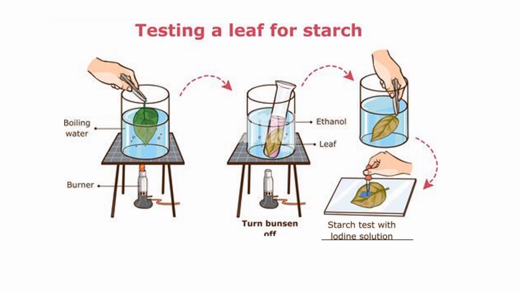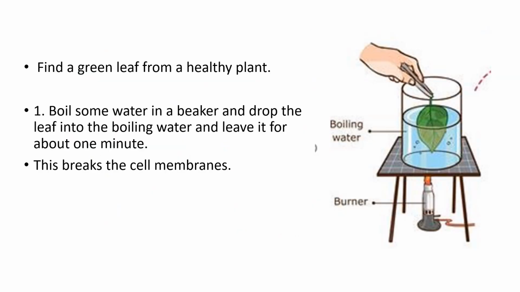As the diagram shows, testing a leaf for starch involves a few steps. Now let's see what these steps are in detail. First, we have to find a green leaf from a healthy plant. Boil some water in a beaker and drop the leaf into the boiling water and leave it for about 1 minute. This step is needed in order to break the cell membranes.